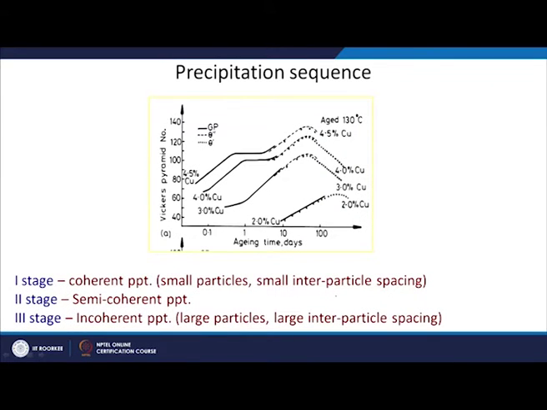We have already seen that you can have different stages of precipitation, and depending upon that you will have different hardness. Coherent precipitate: small particle, small interparticle spacing. So you have numerous small GP zones, and the distance between those GP zones is also very small. Then you can have semi coherent precipitate in the second stage. So this is my stage 1, this is my stage 2, and third is incoherent precipitate, large particle, large interparticle spacing. When it started coming down, that is my stage 3. So you can have this type of stages. Already we have discussed this when we were discussing precipitation.